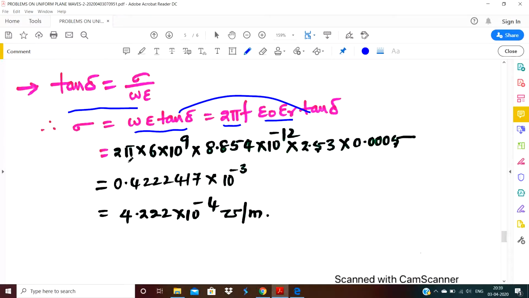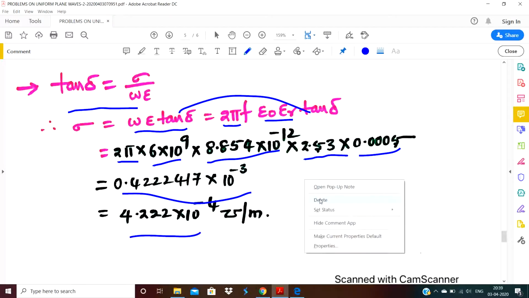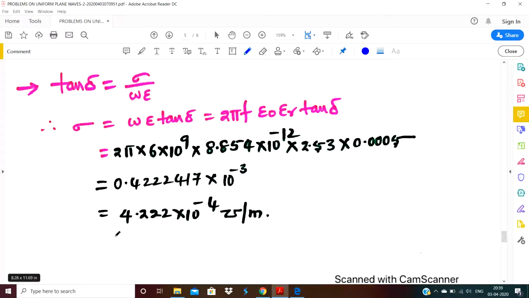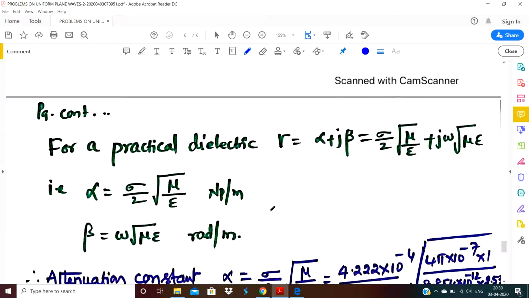So tan delta is already given. Frequency we know is 6 gigahertz, 2 pi f, and epsilon naught is 8.854 into 10 power minus 12 farads per meter. Relative permittivity they have given as 2.53, loss tangent already given. By simplifying this, we'll be getting the conductivity sigma equals 4.222 into 10 power minus 4 mhos per meter.